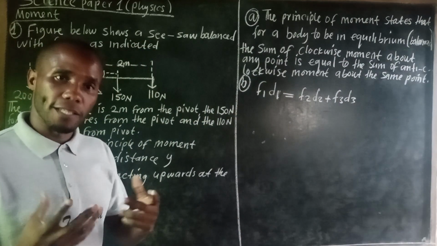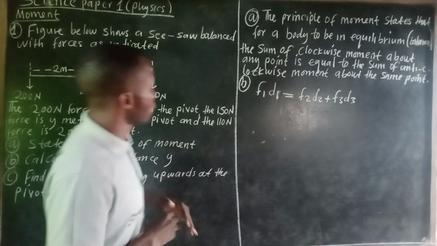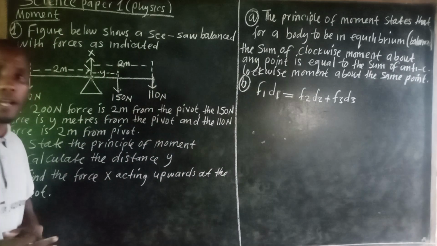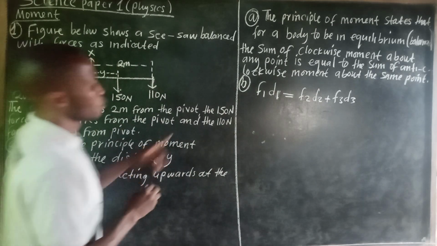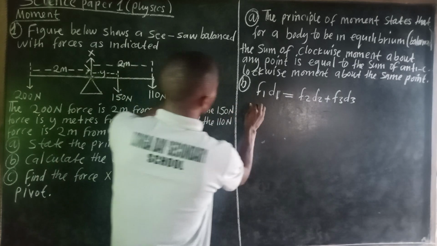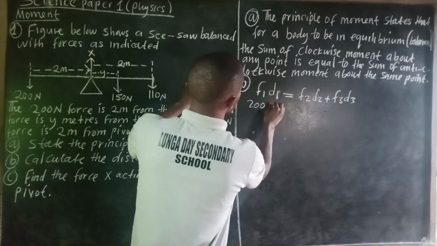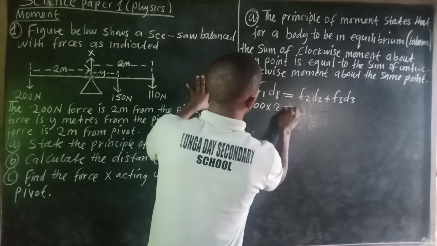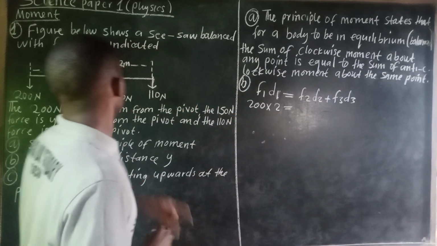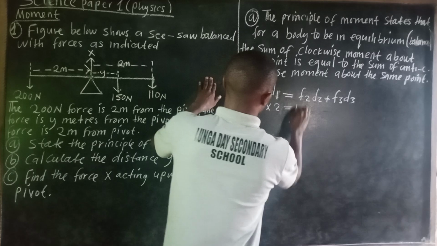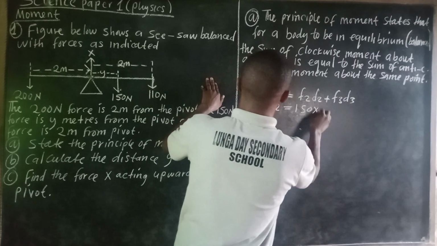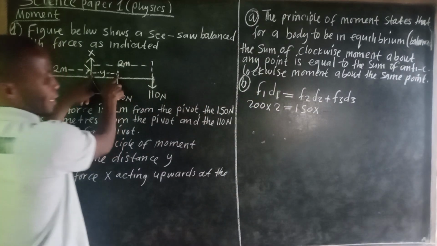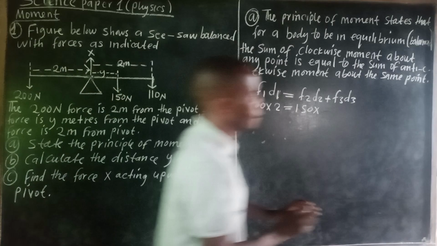That is the formula we are supposed to employ. Then from there, let us substitute the values that we are given on the seesaw. Force 1 is 200 newtons, times distance 1, which is 2, equals force 2, which is 150, times distance 2, which is y.